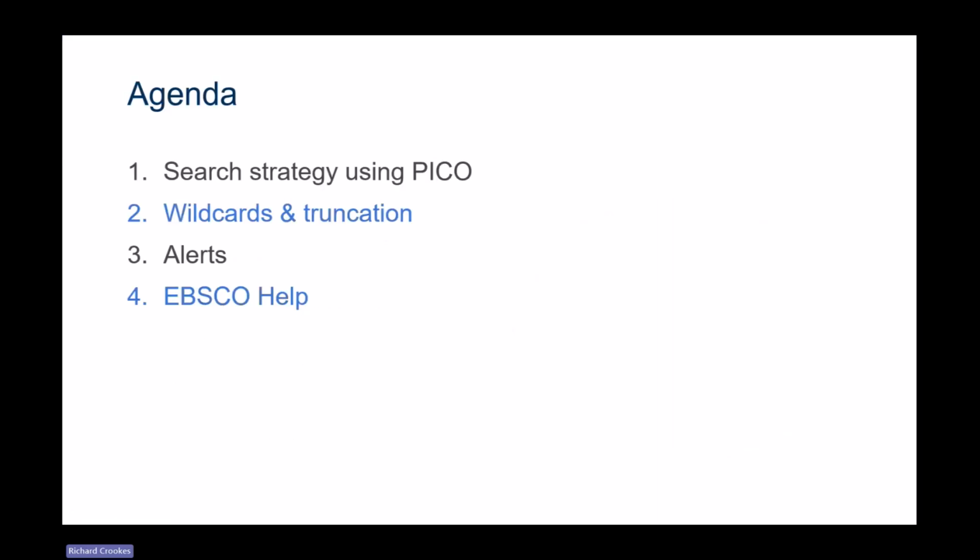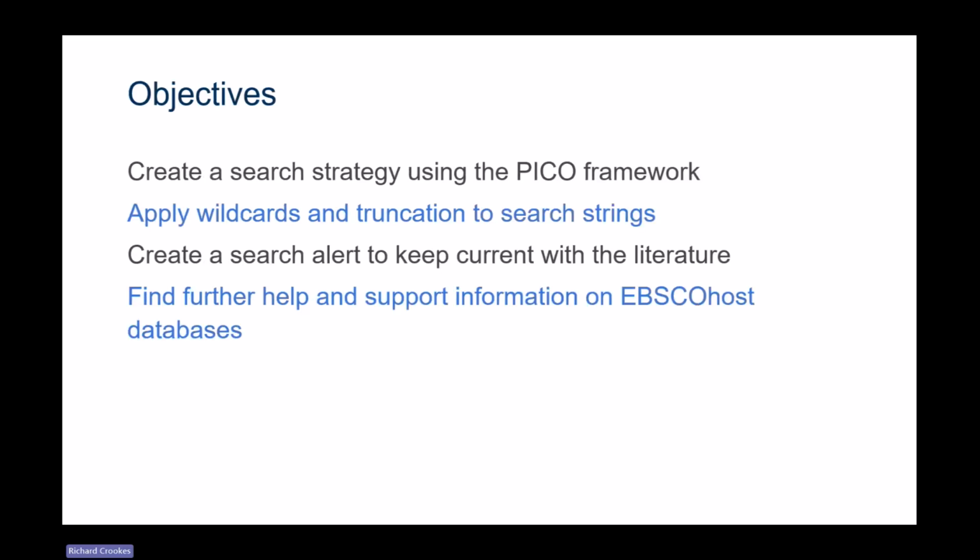In terms of what we're going to cover, we'll look at creating the search strategy using the PICO framework, the application of wildcards and truncation, setting up alerts, and also where you can find additional help and support for using this database, and particularly this interface. In terms of the actual objectives, my hope is that within this hour, you'll be able to create a search strategy using the PICO framework. I appreciate many of you have been using PICO for many years, perhaps on CINAHL, Medline, other databases. We'll just see how it applies to this database, in particular related to the content coverage.